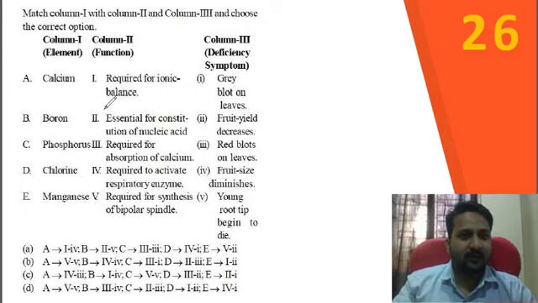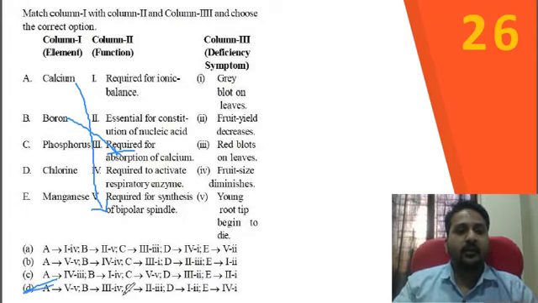You have to know the exact function of calcium. They are required for the synthesis of the bipolar syndrome. That is A goes with 5. Boron is very much required for the absorption of calcium because they work very close to each other. Now you can see A with 5 and B with 3. You can see option D is the correct answer, and you can just check yourself with the other option.